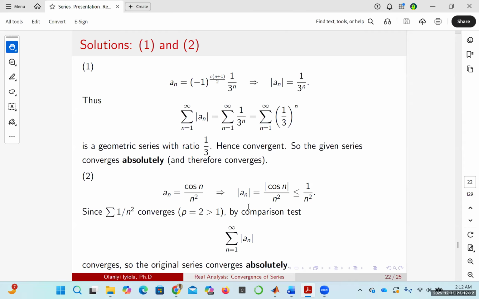So by the comparison test, the series of the absolute value of a_n is less than or equal to the series of 1 over n squared. If the series on the right converges, then the series on the left converges as well. And so since the series of the absolute value of a_n converges, we then say that the original series converges absolutely. And in this case, again, because it converges absolutely, then it converges as well.